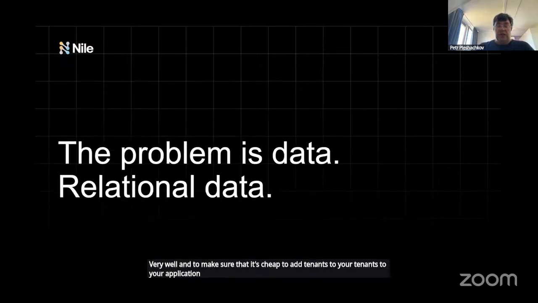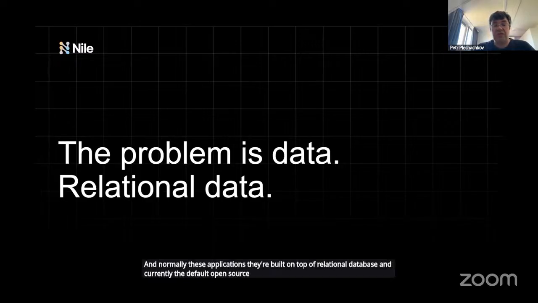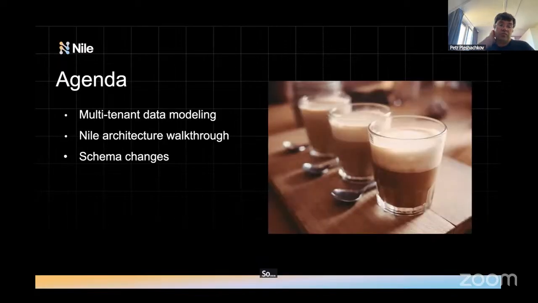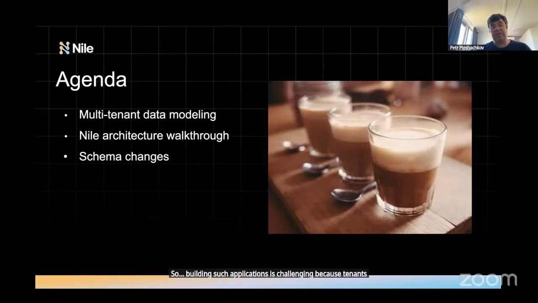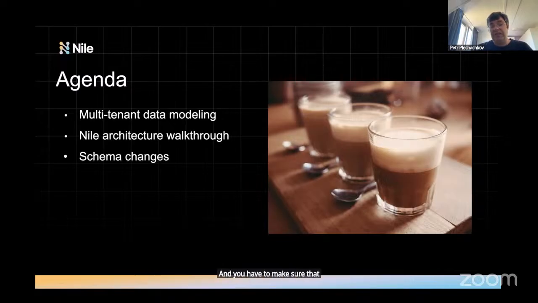application. And normally these applications are built on top of a relational database, and currently the default open source database is Postgres. So building such applications is challenging, because it should scale very well when you add more and more tenants to your system, and you have to make sure that it's relatively cheap to do that.